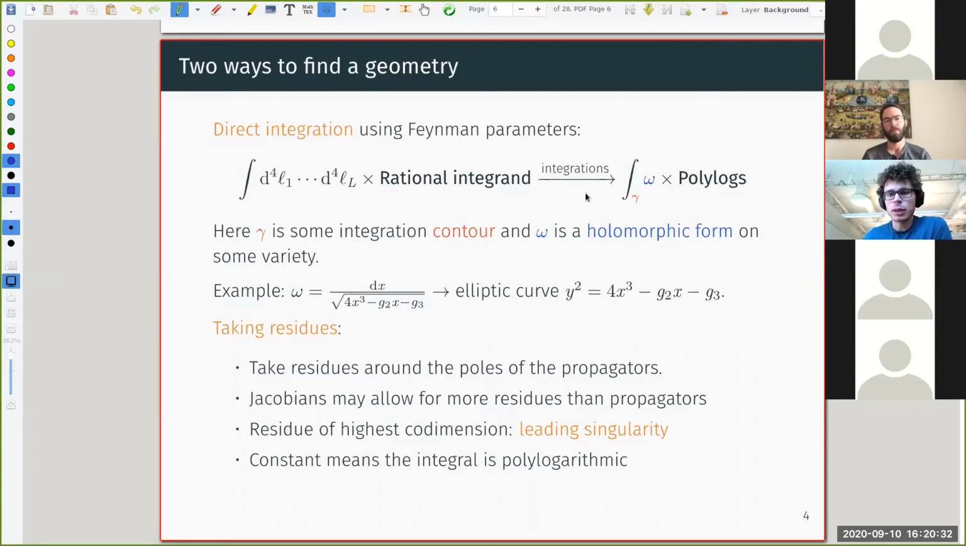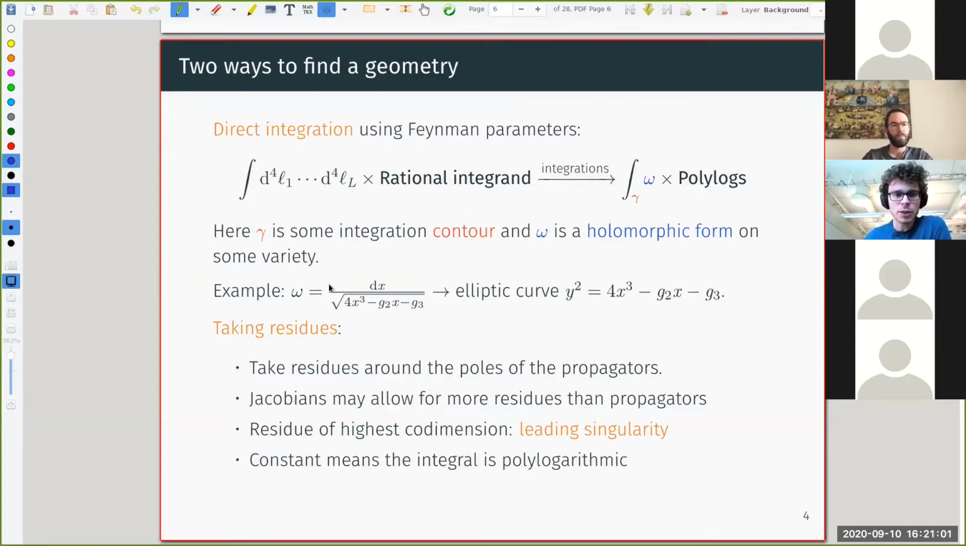So integrate, it means we're going to try to express this in terms of functions that we know, which would be these polylogs. And this can go well for a number of times, and then at some point, maybe the process is going to stop. And we're going to end up with something where we have a bunch of polylogs, and then it's going to be multiplied by some nice form that will live on some geometric object. So it will live on some variety.